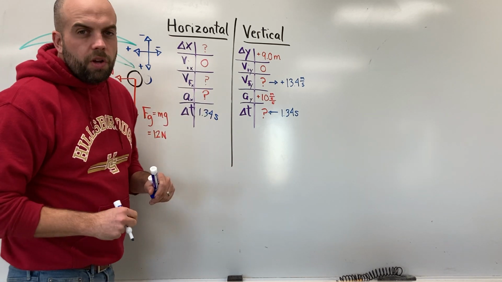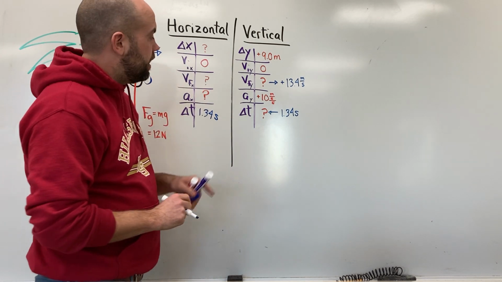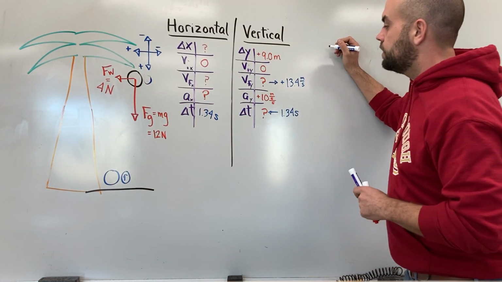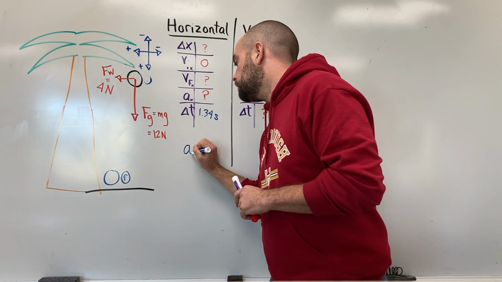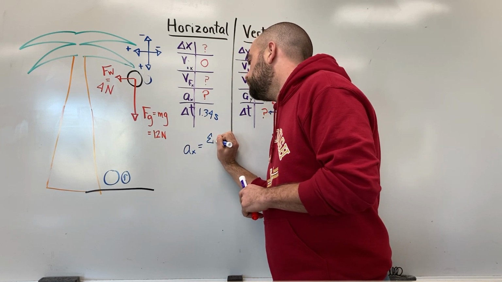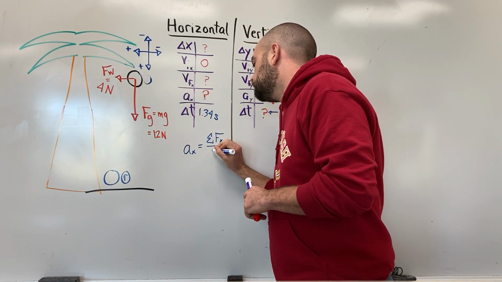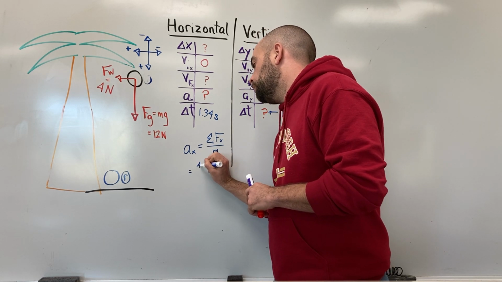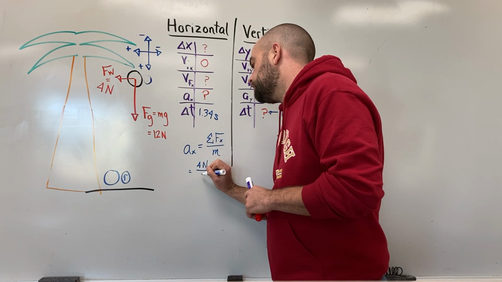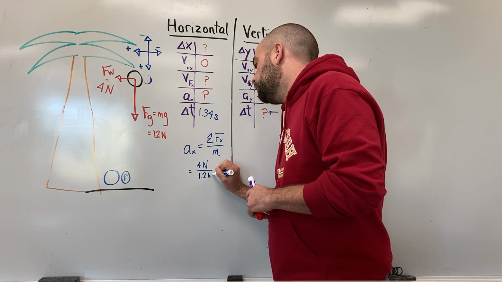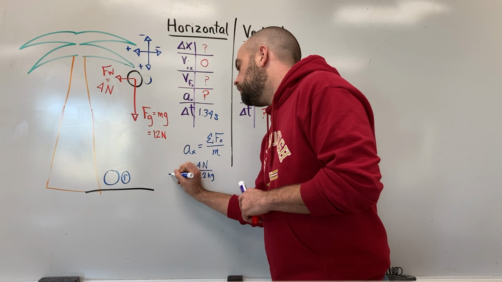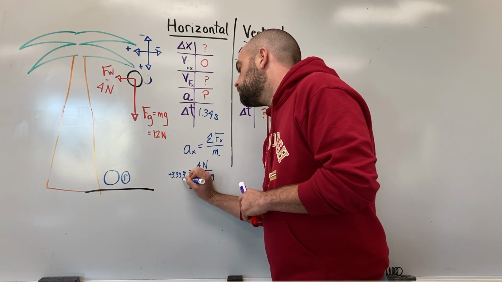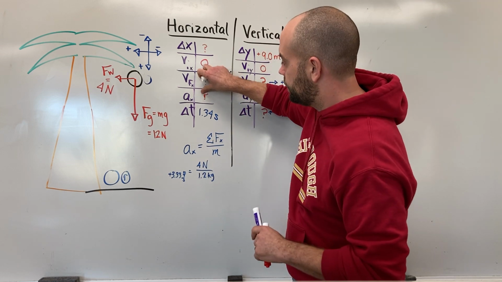But I still don't have enough knowns over here to be able to figure anything out. But I can figure out what the acceleration horizontally of the coconut is using Newton's second law. The coconut is being pushed by a 4 newton force to the left, and it has a mass of 1.2 kilograms, so the acceleration will be 3.33 meters per second squared to the left.